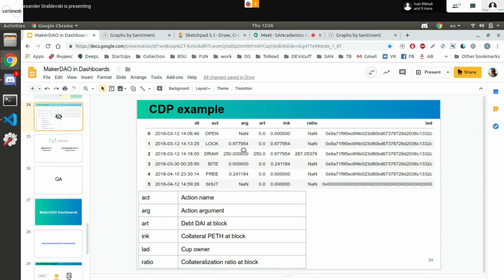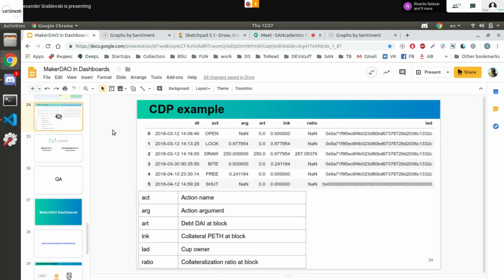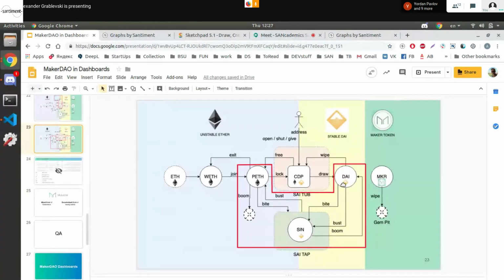and that is why nobody makes a bite event. So once you issue DAI, you see this draw event that issues your DAI. The ratio is computed at this point, and if it falls below 1.5, it will be liquidated. But the reason is that all these small CDPs didn't issue DAI, so there is nothing to bite. So biters can't actually get DAI back.